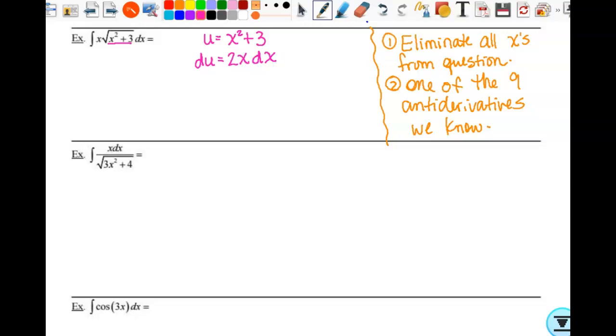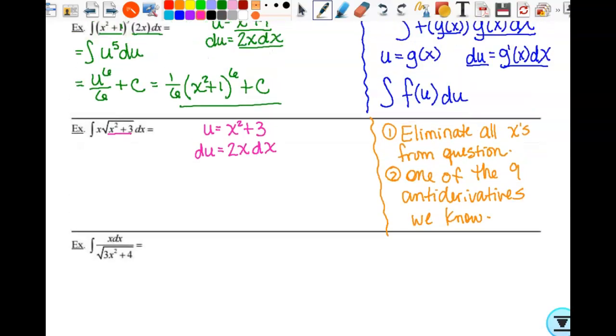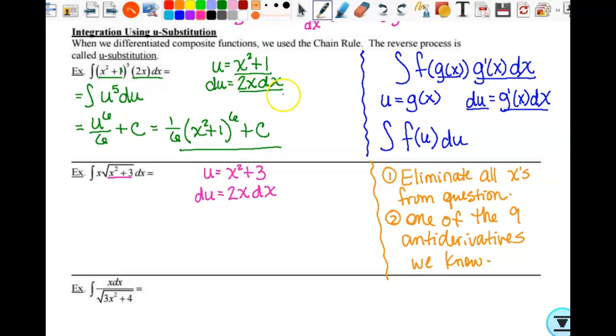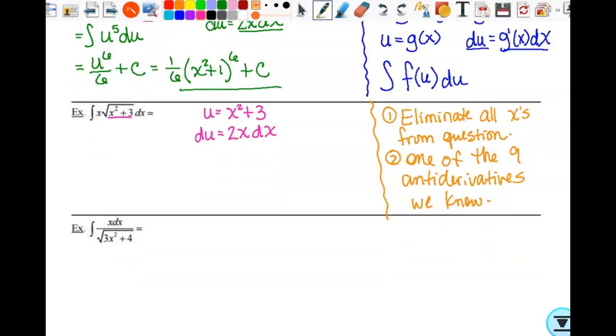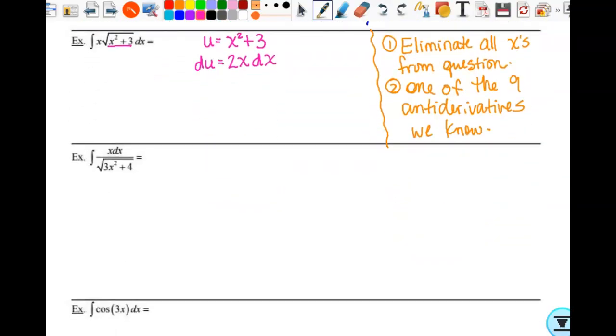Now, on this first one, when we got 2x dx, I had a 2x dx right there. Do I have a 2x dx in here? No. What do I have that's kind of close? X dx, right? I mean, it's not next to it, but still it can be multiplied by it, right? X dx. But in order for me to replace that, I need it to be 2x dx.